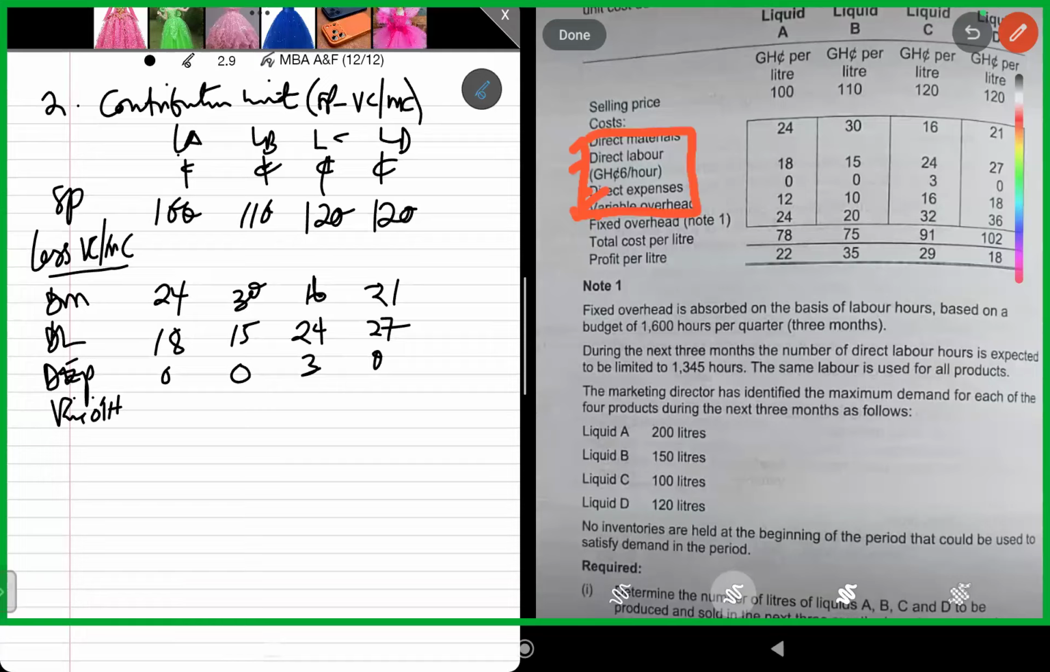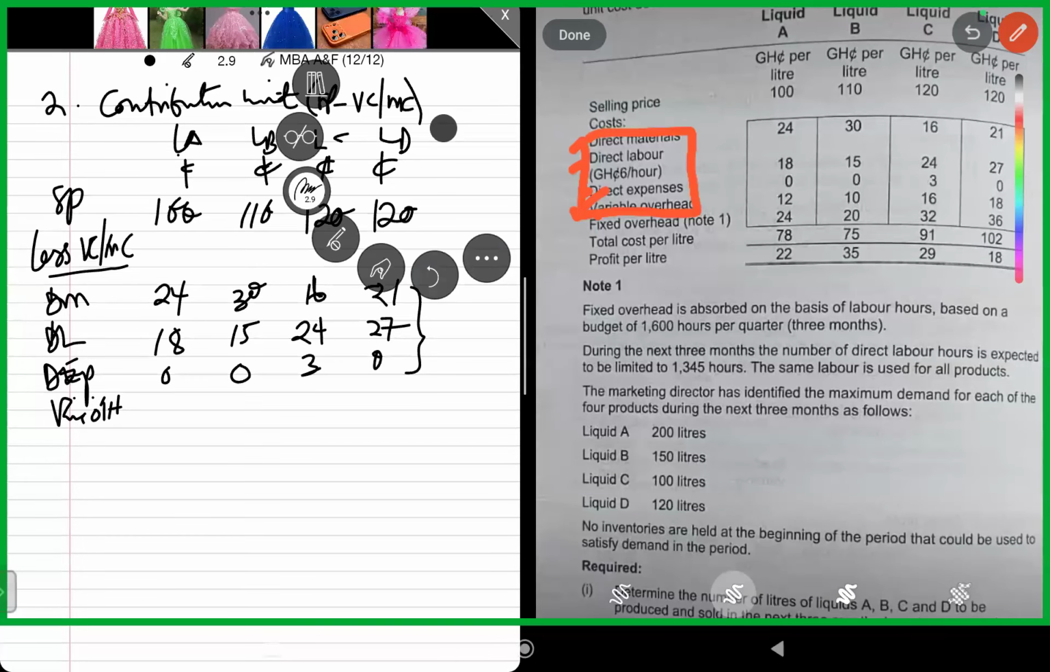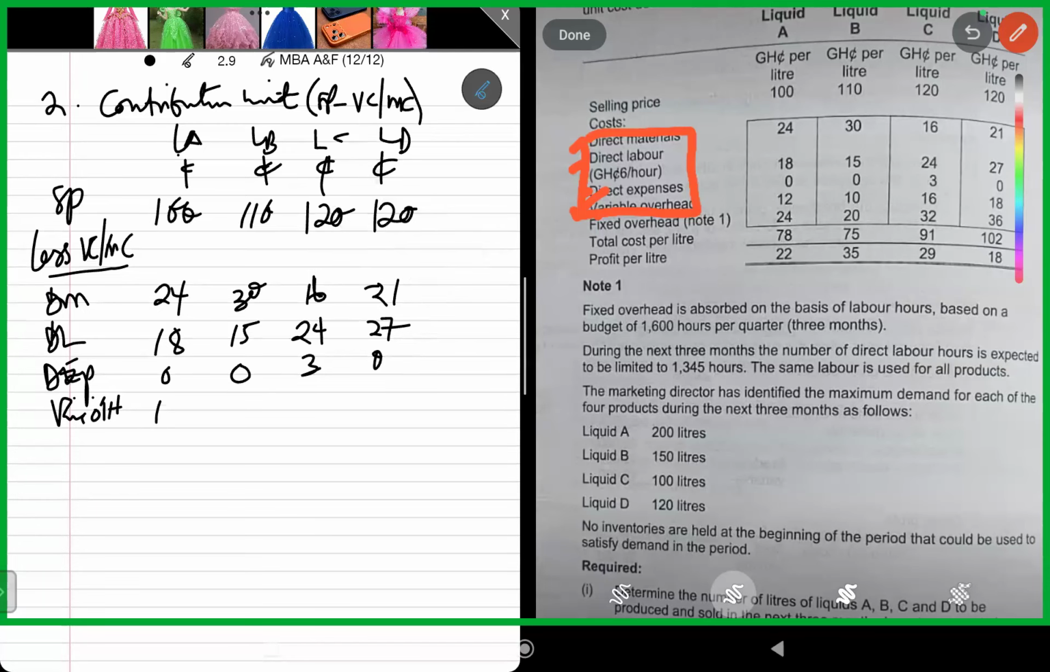Then the variable overhead. The total of these three for each product is called prime cost or direct cost. Then we have the variable overhead to be 12, 10, 16, 18. I'm to find the marginal cost, so I'll add from the direct material to the variable overhead. What will be the total?